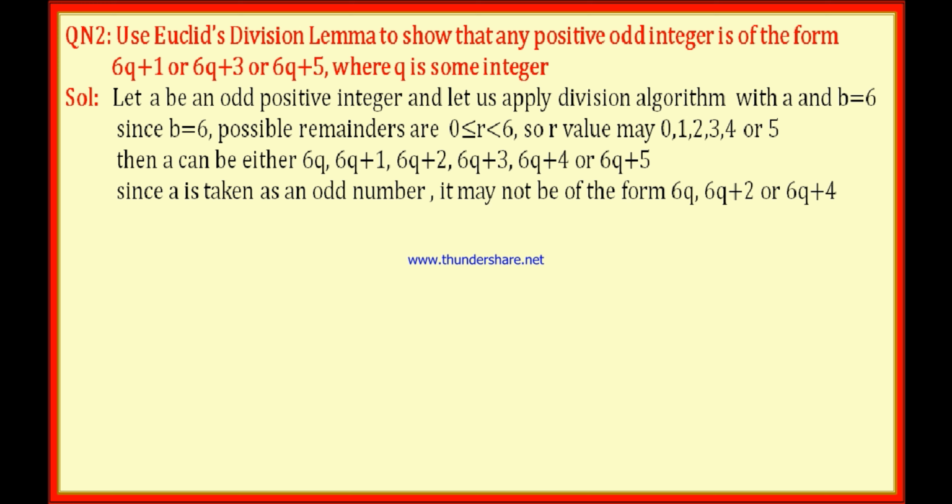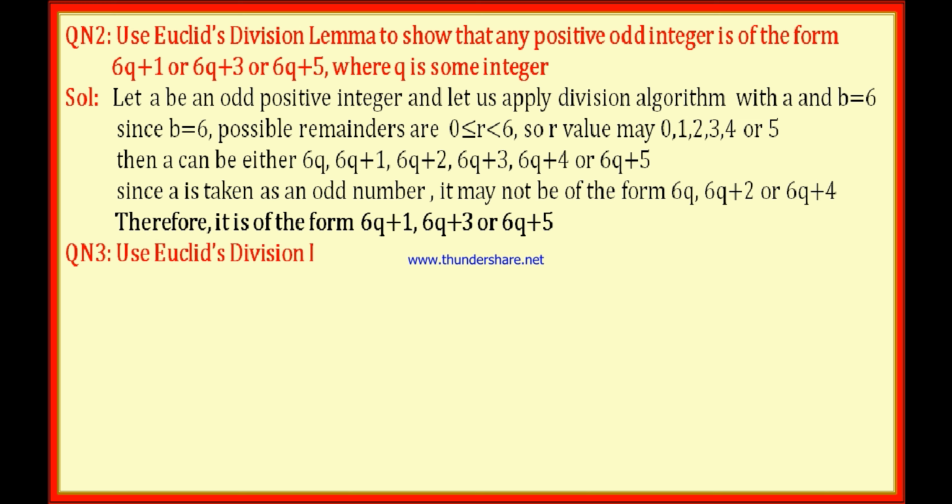Therefore, since A is an odd positive integer, it may not be of the form 6Q or 6Q plus 2 or 6Q plus 4. If we remove 6Q, 6Q plus 2 and 6Q plus 4 from these different types of numbers, therefore it is of the form 6Q plus 1, 6Q plus 3 and 6Q plus 5.